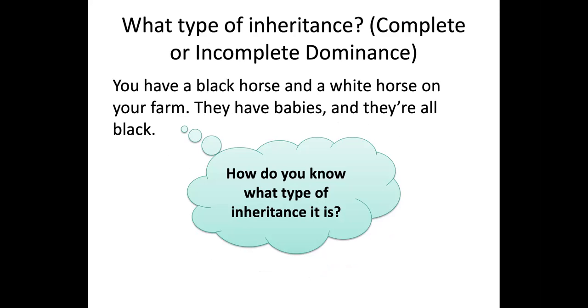Same, switched. You have a black horse and a white horse on your farm. They have babies and they're all black. Complete. Complete dominance because it's either white or black.